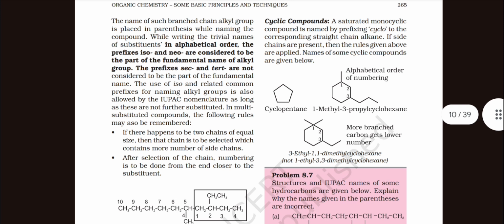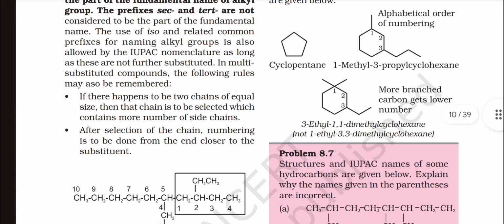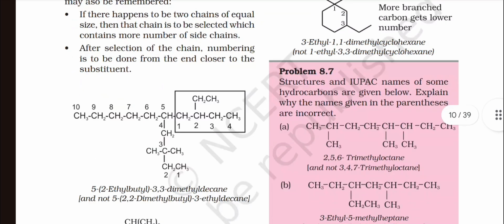The following rules may also be remembered. If there happen to be two chains of equal size, then that chain is to be selected which contains more side chains. After selection of the chain, numbering is to be done from the end closer to the substituent.